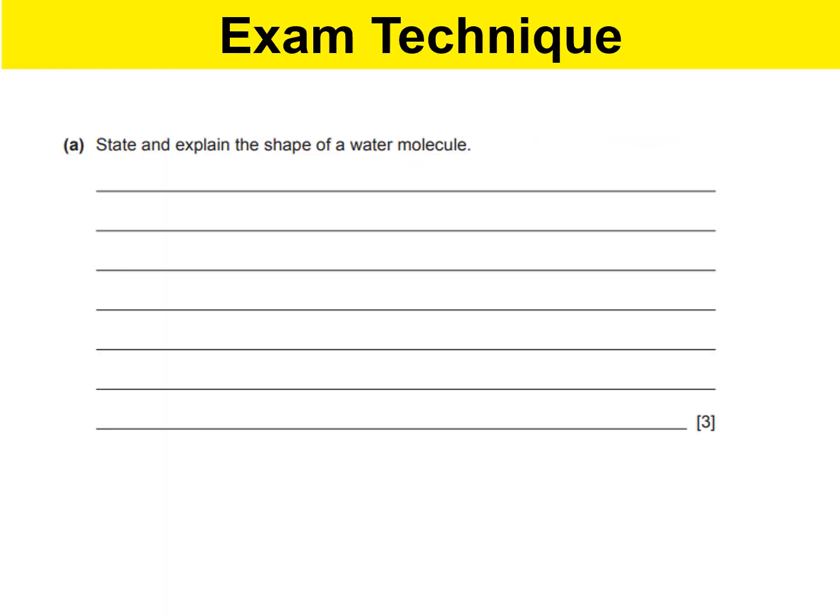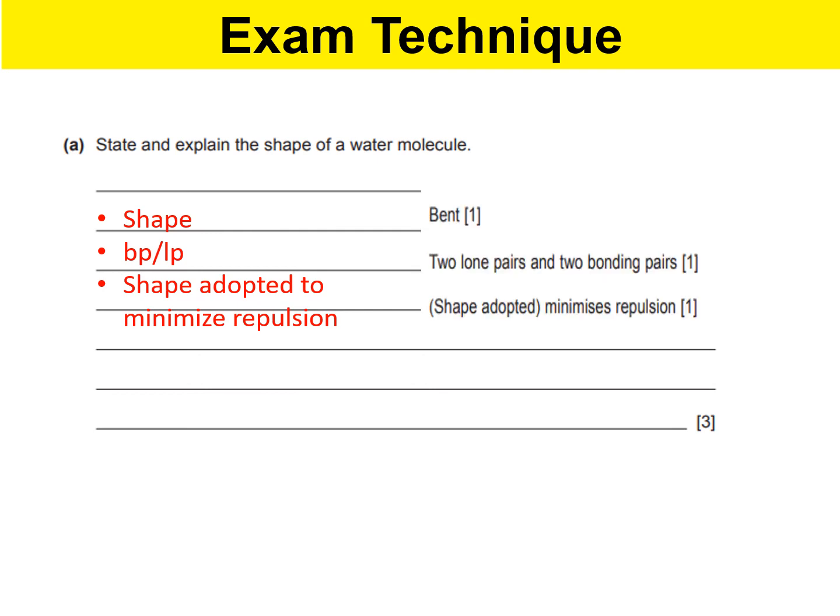This is an example of a question that appeared in a past paper: to state and explain the shape of the water molecule. In this answer, we need to talk first of all about the shape. We then need to discuss our bonded pairs and lone pairs and the shape adopted to minimise repulsion. So if we look at the mark scheme answer, the shape is bent. There are 2 lone pairs and 2 bonded pairs, and the shape is adopted to minimise the repulsion. It would be appropriate to also state that the lone pair lone pair interaction is greater than the lone pair bonded pair interaction.